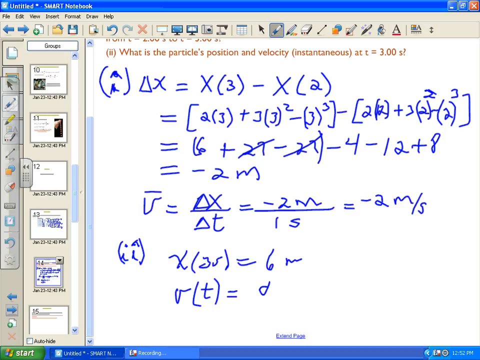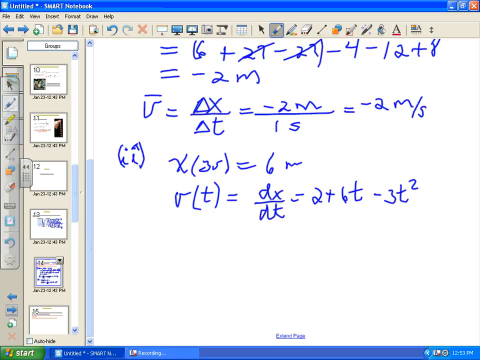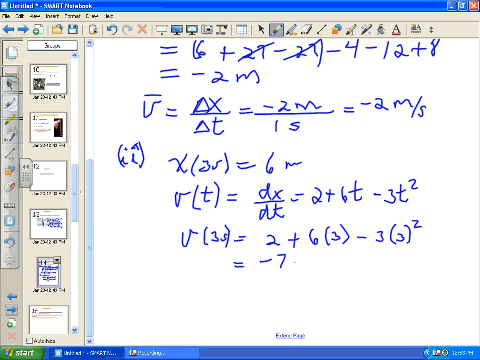So v of t is given by the derivative of x with respect to t, which gives us 2 plus 6t minus 3t squared. And then v at 3 seconds is 2 plus 6 times 3 minus 3 times 3 squared, and that gives us minus 7 meters per second.